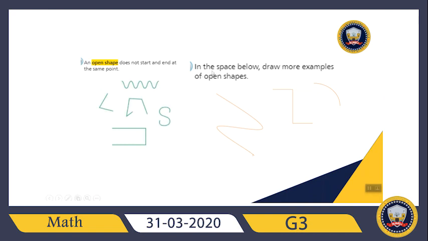The book wants us to give some examples. In the space below, draw more examples of open shapes. Whatever you can draw. I've drawn this. Also, this Z shape. This half circle. They are shapes, but they don't meet each other at the same point, so they are open shapes.